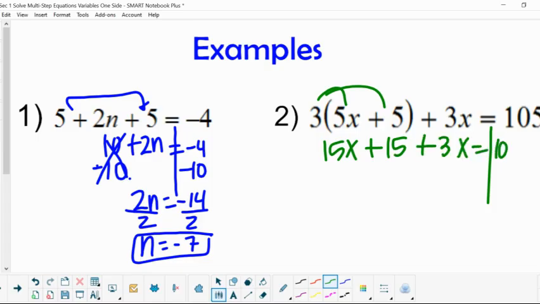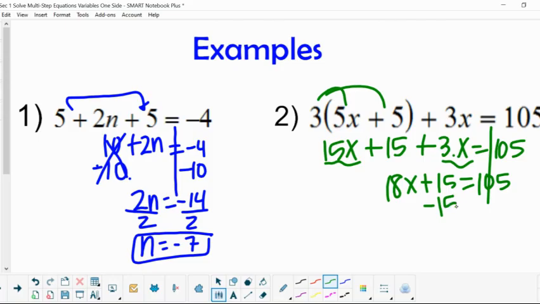Okay, distributing is done. Jack, do you see any like terms on either side? Yes. What do you see we can get together? 15x plus 3x. Good, let's get our x's together. What's 15x plus 3x? 18x. So if they're on the same side, you just look at their signs to know how to combine them. They were both positive. Okay, now we're ready to solve it. So Porter, what do I do next?